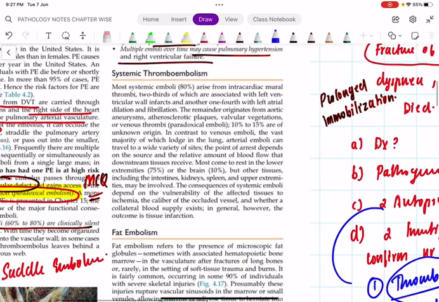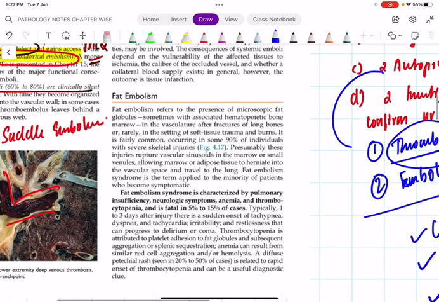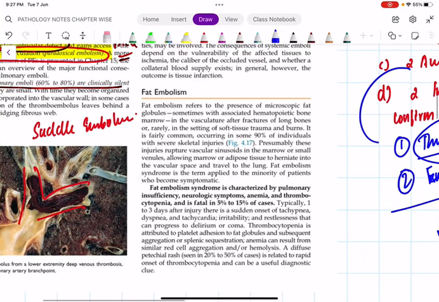Next, I told you what paradoxical emboli are. Next, I am going to tell what fat embolism is. Remember, fat embolism refers to the presence of microscopic fat globules. This also occurs as a result of fracture of long bones or in the setting of soft tissue trauma and burns. Remember, pulmonary embolism also occurs as a result of fracture of bones. At the same time, fat embolism is most commonly associated with fracture of long bones. So fracture of long bones is most predominantly associated with fat embolism.